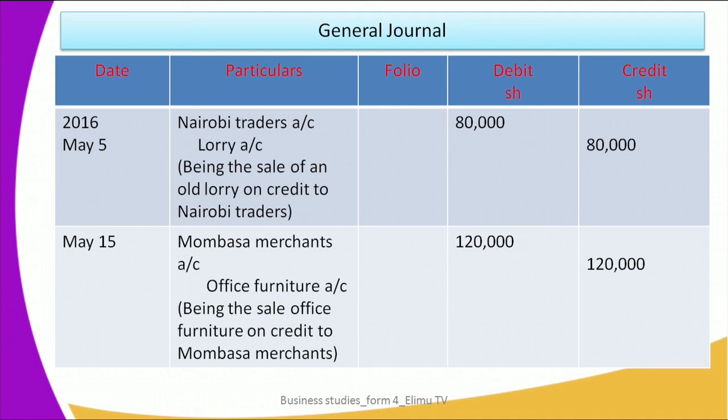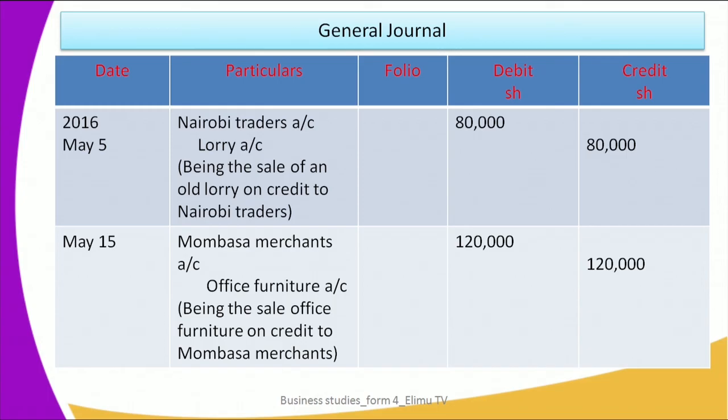And there are a number of things that I want you to note. One, if you are keen enough, look at that journal we've just prepared, and you'll find that the account to be debited is recorded first. So you can see in the first case we have Nairobi traders, we also have the lorry. The reason why we are starting with the Nairobi traders account is because that account is the one that is supposed to be debited. So note that the account to be debited is recorded first, and then the account to be credited follows.